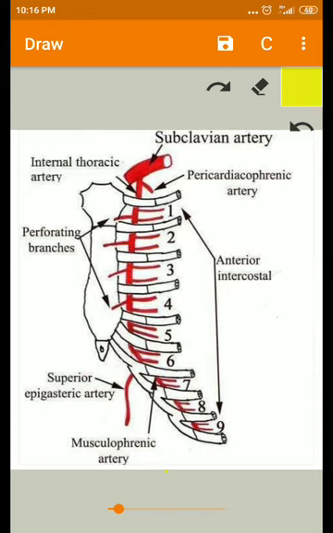Now coming to the course and relations. Above the first costal cartilage, this one is the first costal cartilage, it runs downwards, forwards and medially, behind the sternal end of the clavicle.